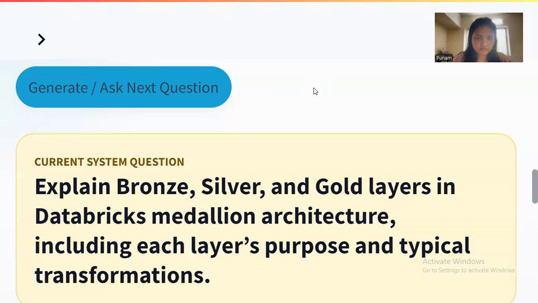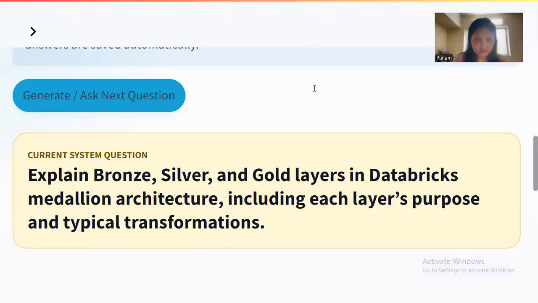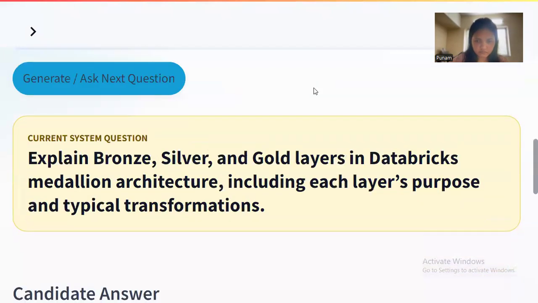Explain bronze, silver, and gold layers in Databricks Medallion architecture, including each layer's purpose and typical transformations.